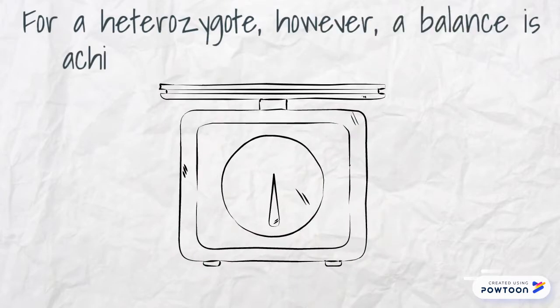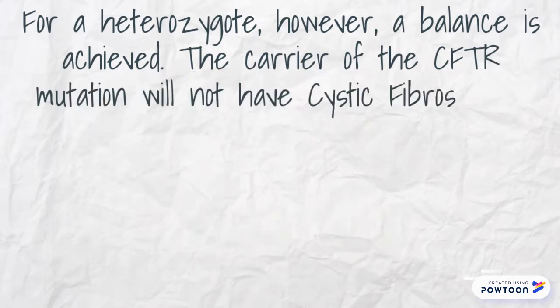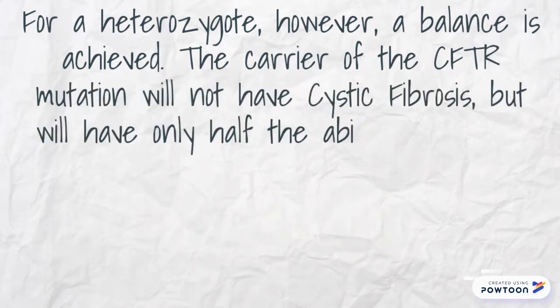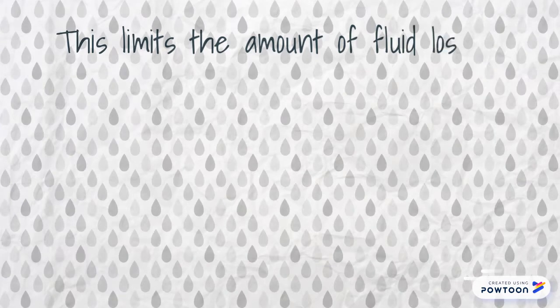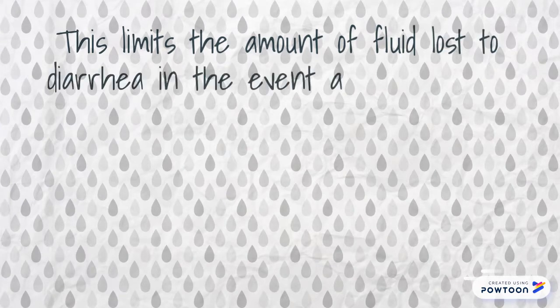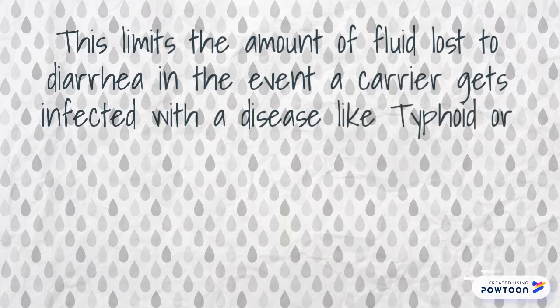For a heterozygote, however, a balance is achieved. The carrier of the CFTR mutation will not have cystic fibrosis, but will have only half the ability to secrete fluids as a non-carrier. This limits the amount of fluid loss to diarrhea in the event a carrier gets infected with a disease like typhoid or cholera.